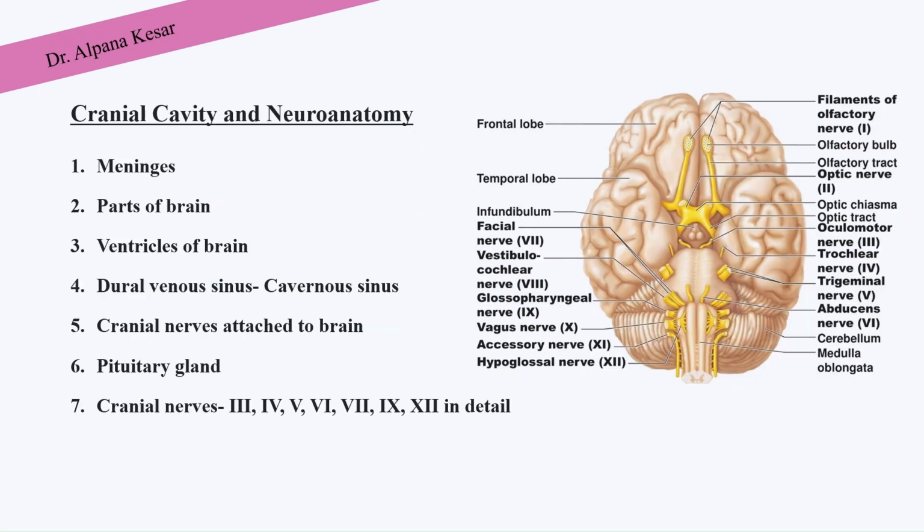The GCI recommended syllabus for the cranial cavity and neuroanatomy includes meninges, parts of brain, ventricles of brain, dural venous sinus, cranial nerves attached to the brain, pituitary gland, and the following cranial nerves: third, fourth, fifth, sixth, seventh, ninth, and 12th to be done in detail.